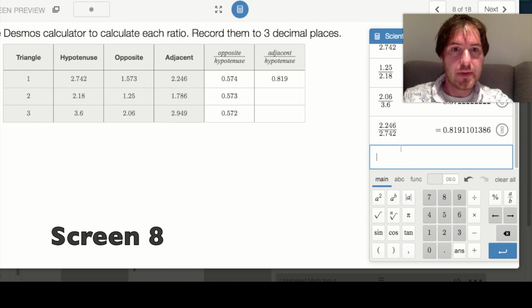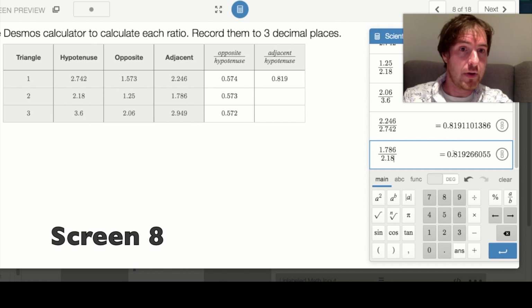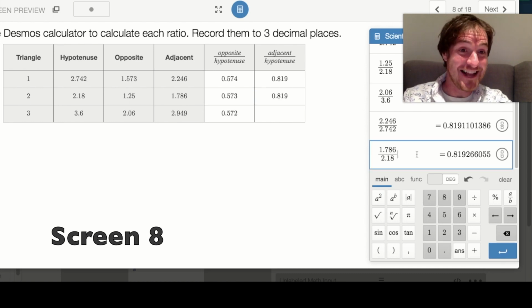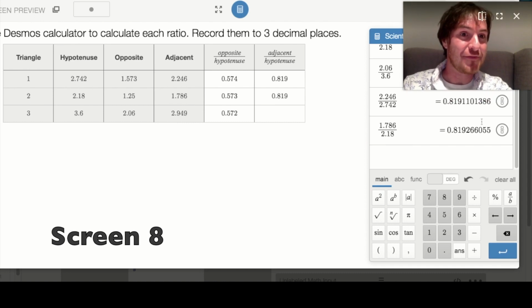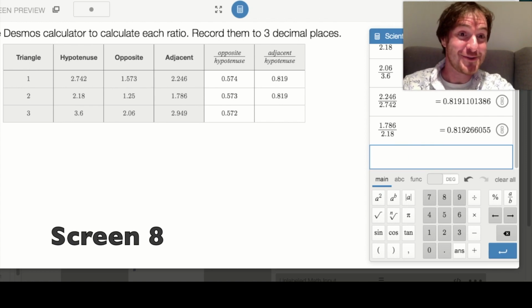Okay, next up, I got 1.786 divided by 2.18, and there we go, 0.189. How about that? 0.819, what am I talking about here? It's exactly the same, the 3 digits here. Again, rounded, so our numbers are slightly off as we go beyond the 3 digits, but pretty much the same thing. And this should be the same thing, right? Because they're similar triangles, right?